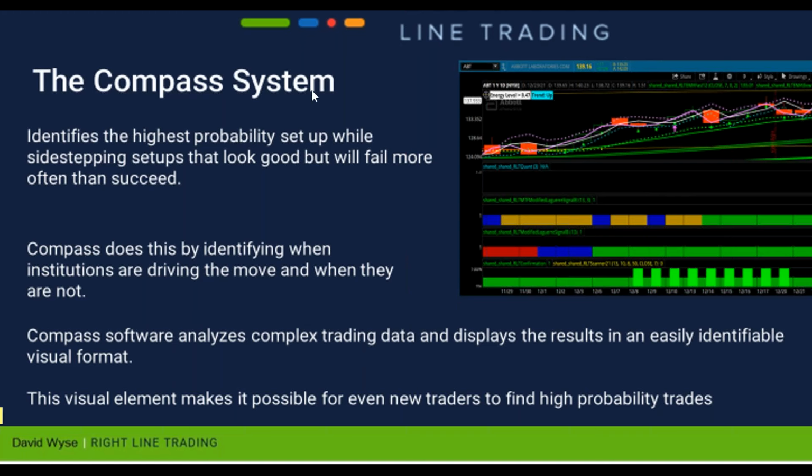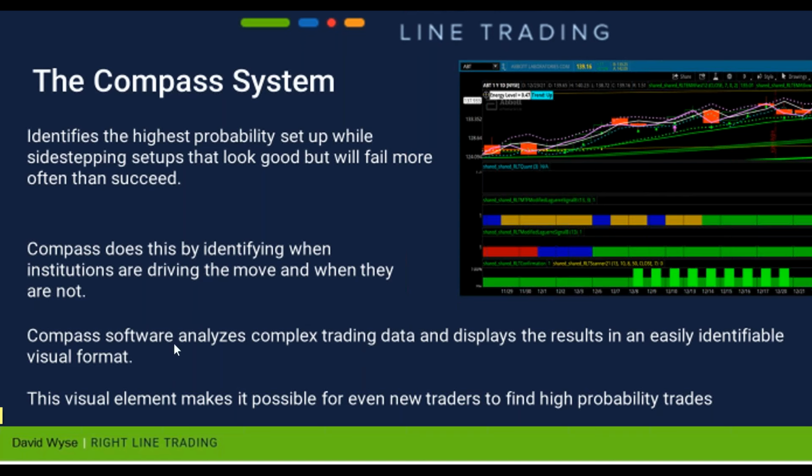All right, the Compass system, now called the SPY Super System, identifies the highest probability setups, while sidestepping setups that look good but will fail more often than they succeed. And this is really important. It's telling you when institutions are in the trades and when they're not, when institutions are driving the move and when they're not. So we're basically piggybacking on the institutions, or picking up their breadcrumbs, if you want to look at it like that.